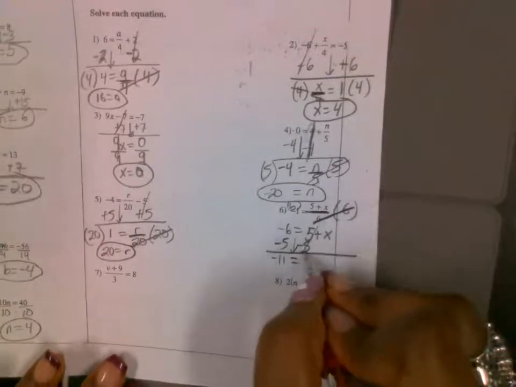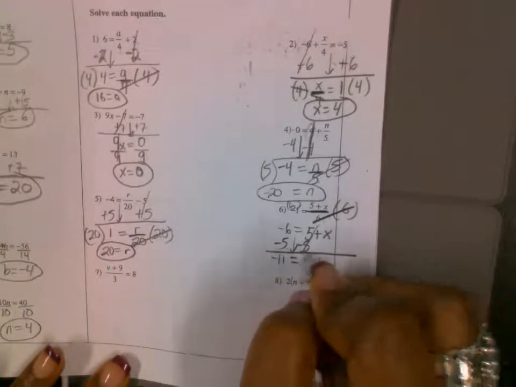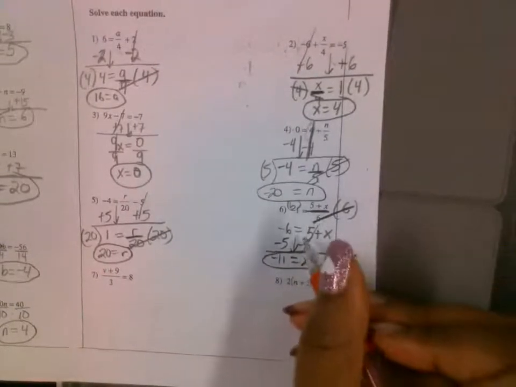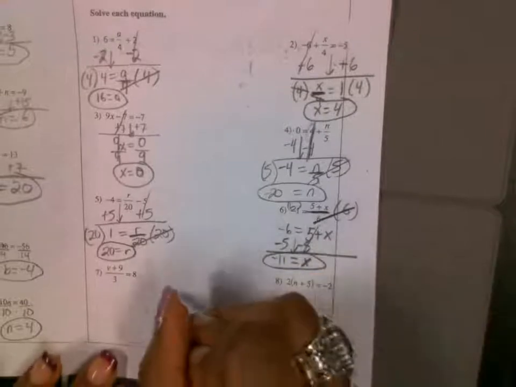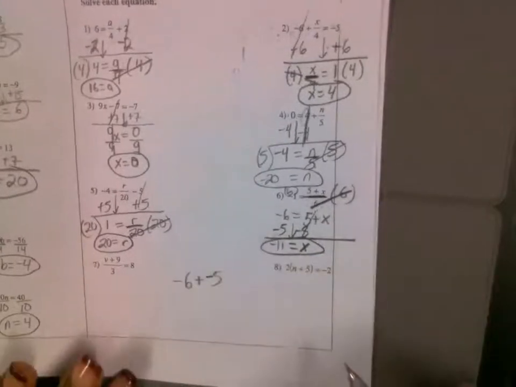Yes, that's scrap paper. It's just scrap paper. All right. Negative 6 minus 5 is the same as saying negative 6 plus a negative 5.